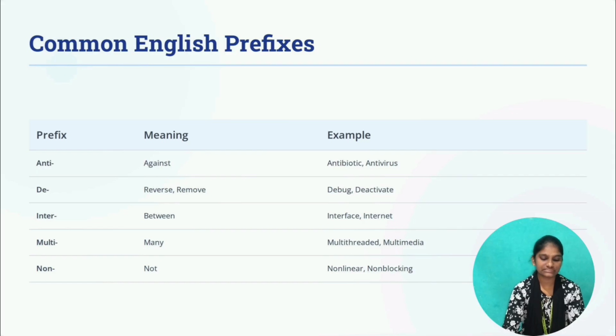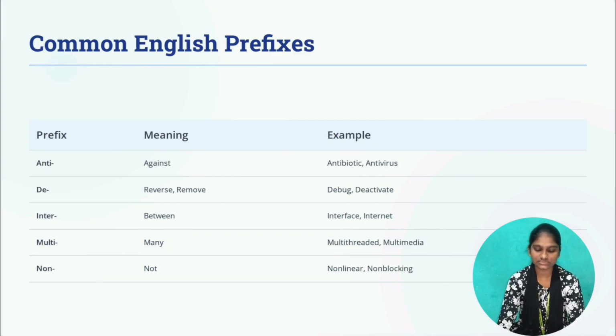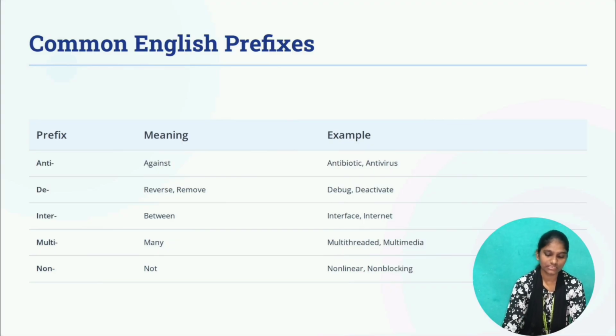Common English prefixes. Anti means against. Some examples are antibiotic and antivirus. De means reverse or remove, for example debug, deactivate. Inter means between; examples are interface, internet. Multi means many; some examples are multi-reader, multimedia. Non means not, for example non-linear, non-blocking.